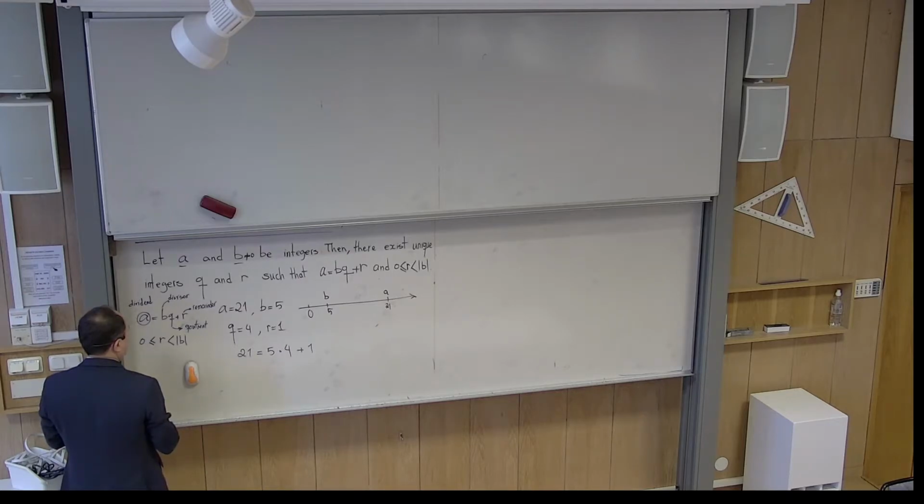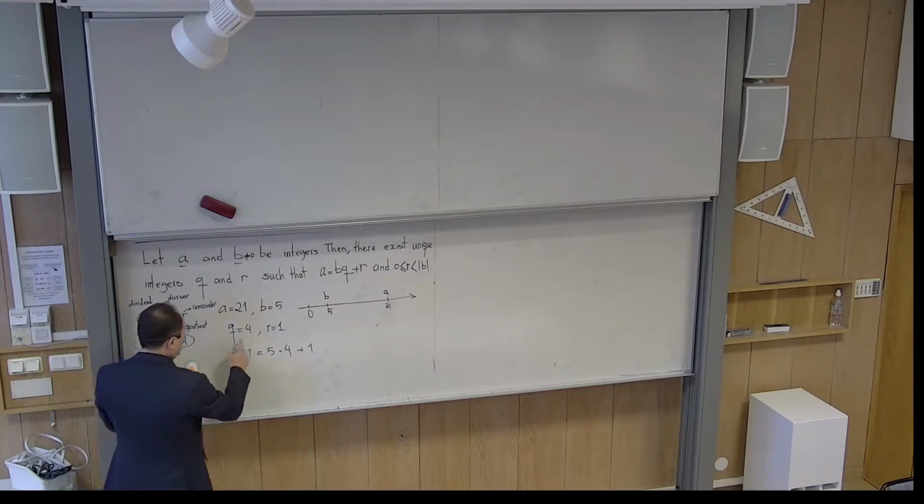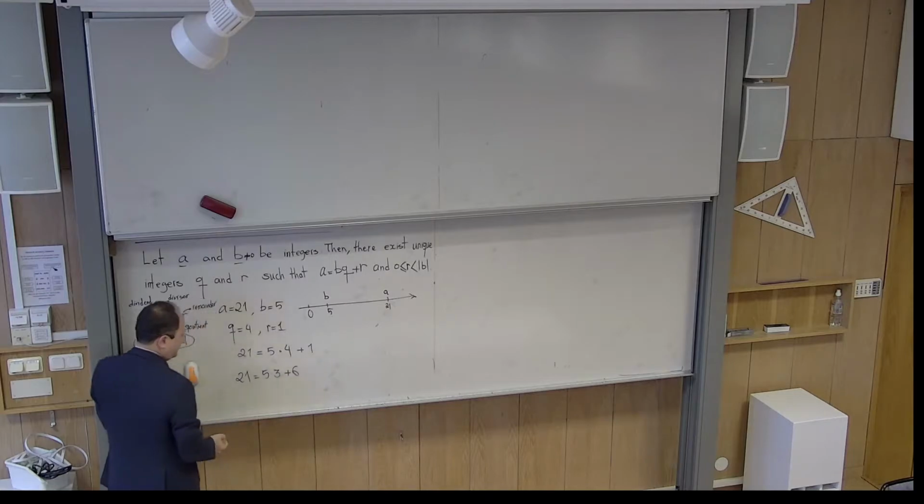Yes? So these are the names that you need to know. But the numbers r and b should satisfy this, then you're allowed to call them these names. What do I mean by that? Because here, in principle, I can write 21, instead of multiplying by 4, I can multiply it by 3. It becomes 15. And then to fill up this gap, I have to add 6.